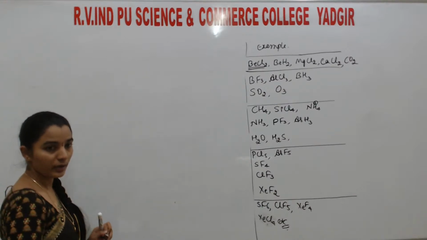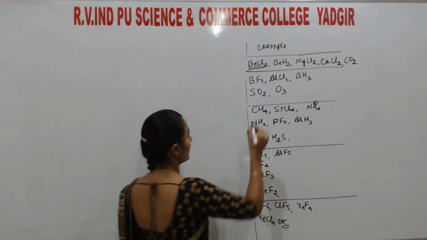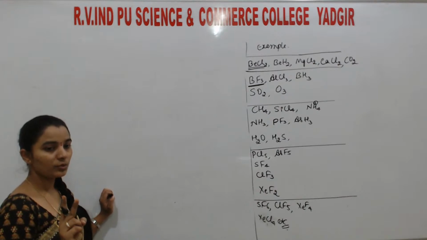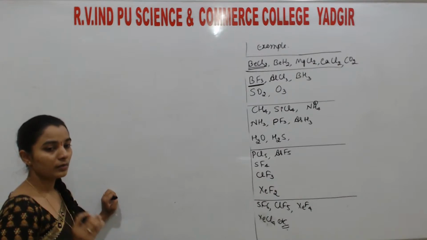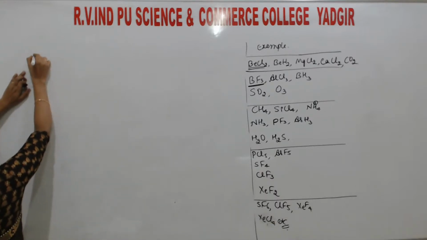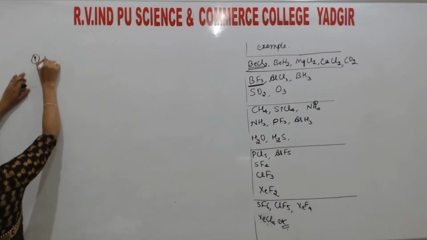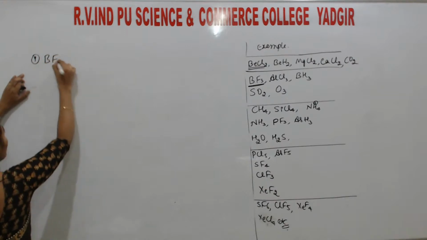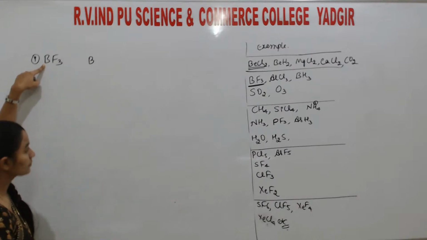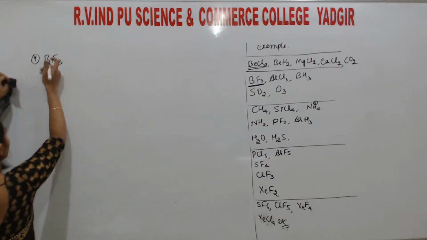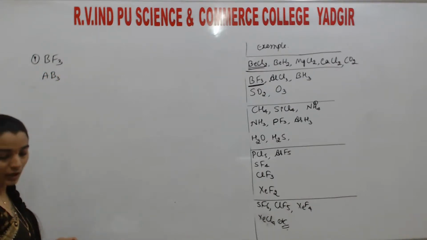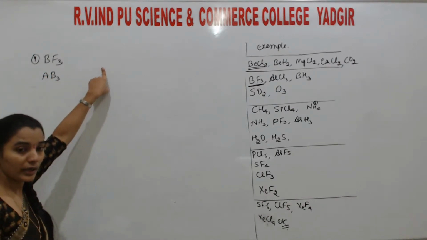So AB2 type I already explained. Now AB3 type. So I will explain any two structures, how to find out the type of a molecule. So listen. So another structure is BF3. Then this is the central metal atom B. You write in the form AB3. Okay, now we should find out the electron pair.